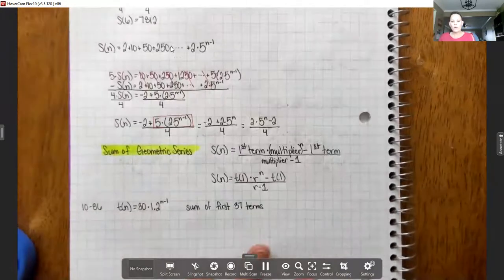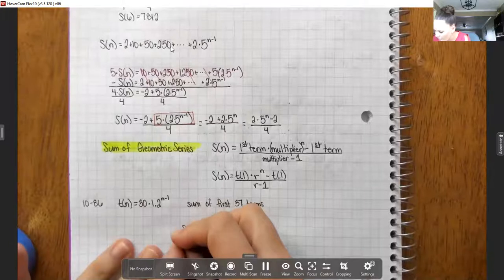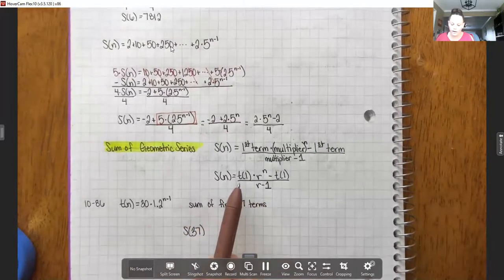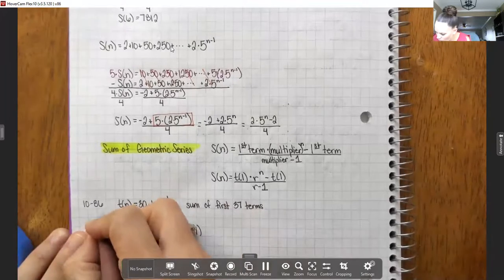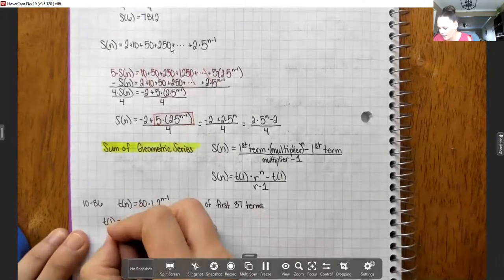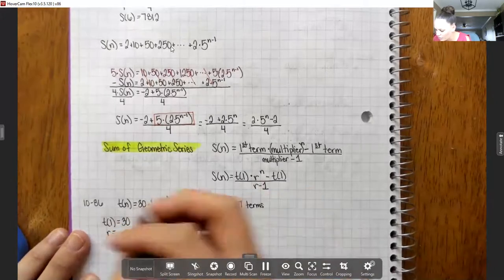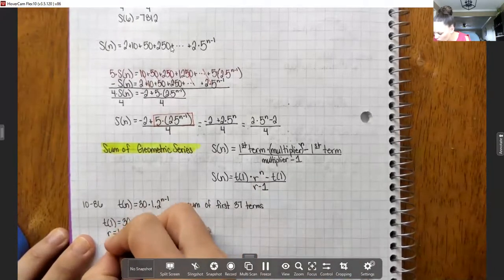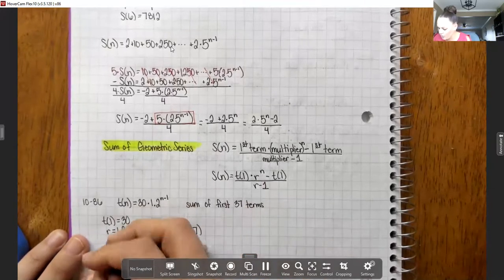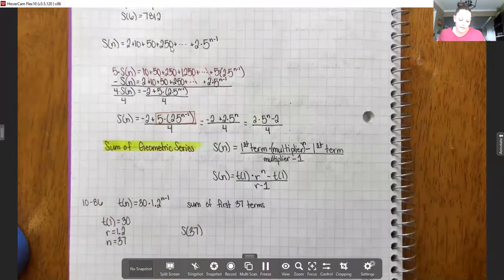Okay, so if we want to find the sum of the first 37 terms, we're looking for S of 37. So the few things we need to know here: we need to know T of 1. That's our first term, 30. We need to know R. R is our multiplier, which is 1.2. And we need to know N. N is the number of terms. So N here is 37. And then we can just plug it in there.